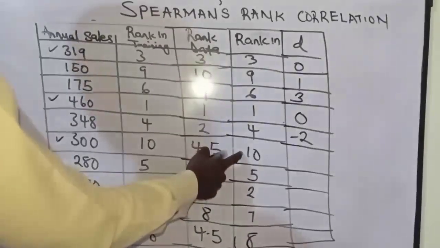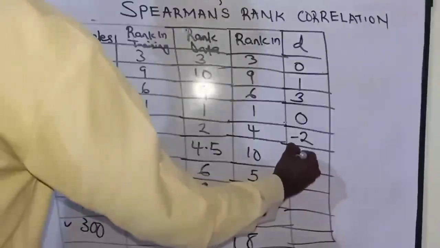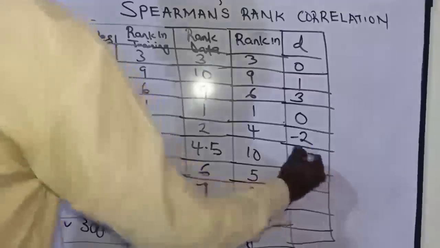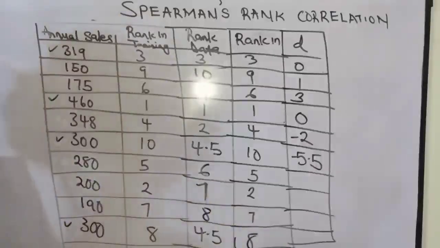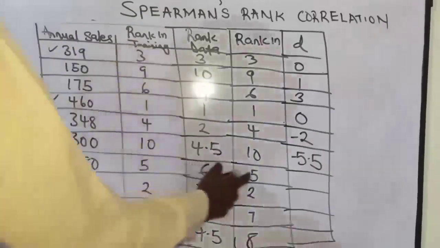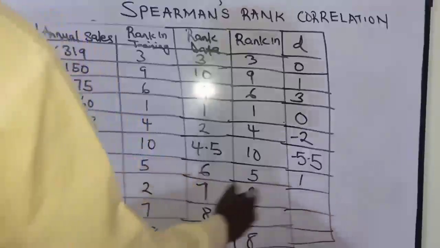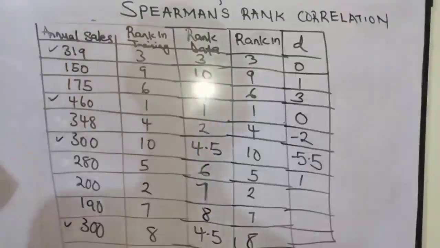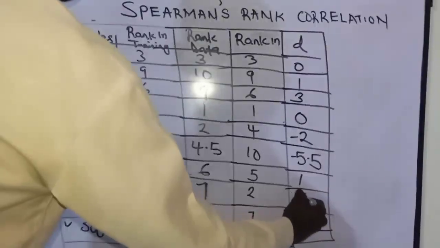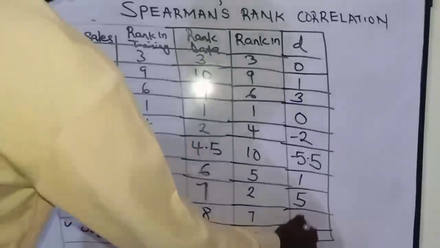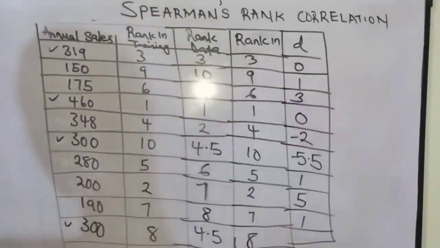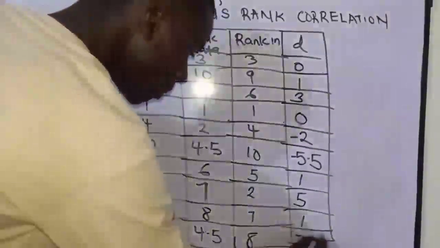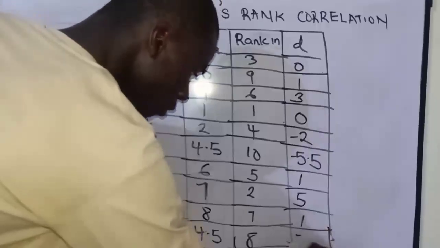4.5 minus 10 is minus 5.5. 6 minus 5 is 1. 7 minus 2 is 5. 8 minus 7 is 1. 4.5 minus 8 is minus 3.5.